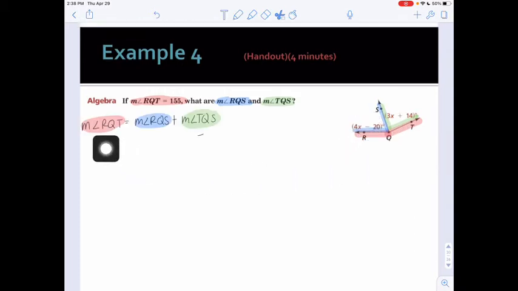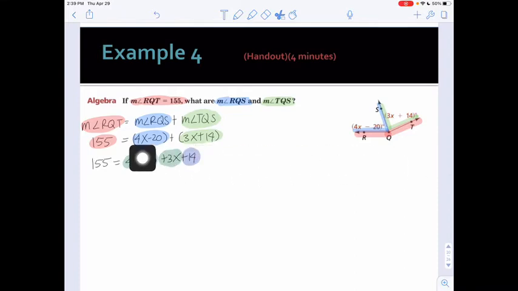Using the angle addition postulate, we know that S is in the interior of angle RQT, so the measure of angle RQT must equal the measure of angle RQS plus the measure of angle TQS. As we stated previously, the measure of angle RQT is 155, the measure of angle RQS is 4x minus 20, and the measure of angle TQS is 3x plus 14. We can remove the parentheses since we are just adding and highlight like terms. So we have 4x plus 3x and negative 20 plus 14. The 4x plus 3x becomes 7x, and the negative 20 plus 14 becomes negative 6.